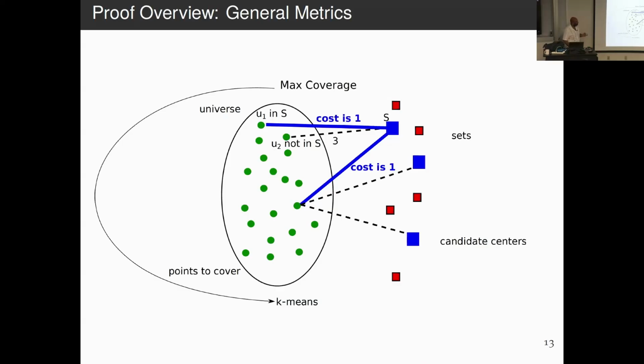So in the yes case, there are k sets that cover all of the universe. So those k sets correspond to k centers. And so for every universe element, there is one of your k centers at distance 1. So the total cost of the k-means objective is going to be the number of points.